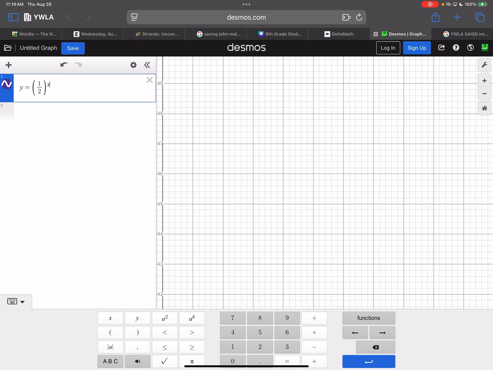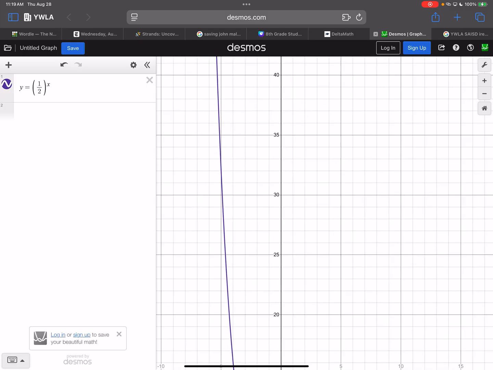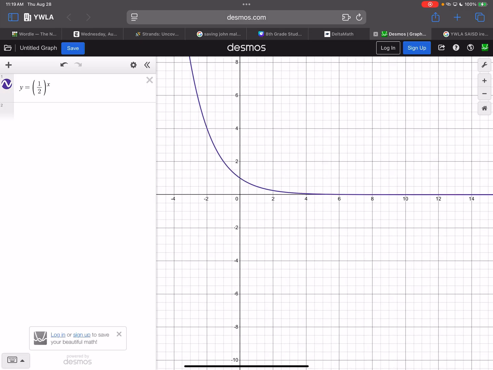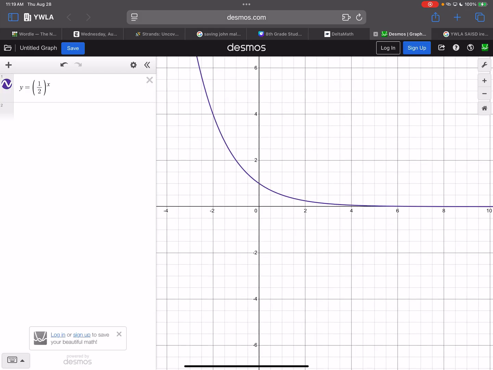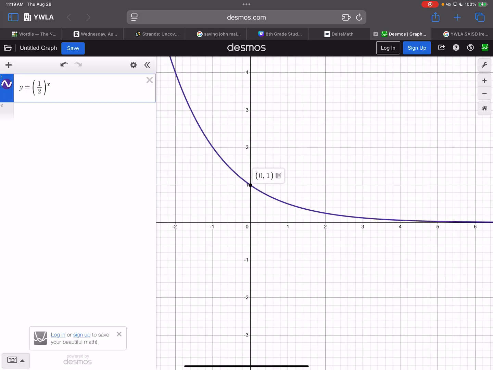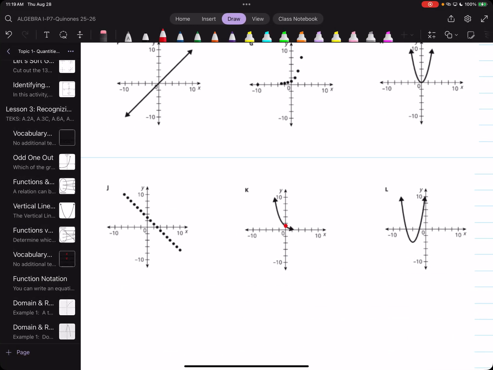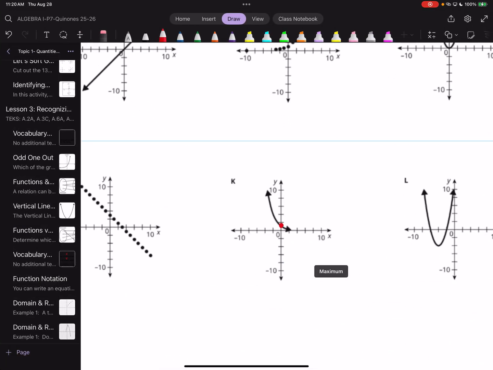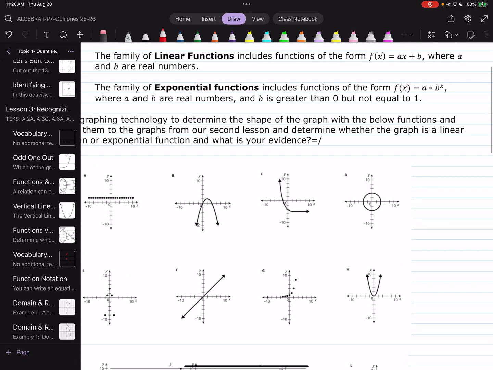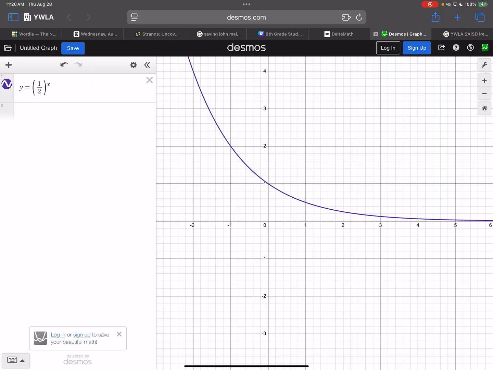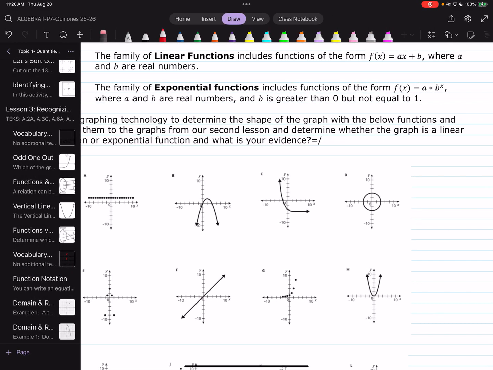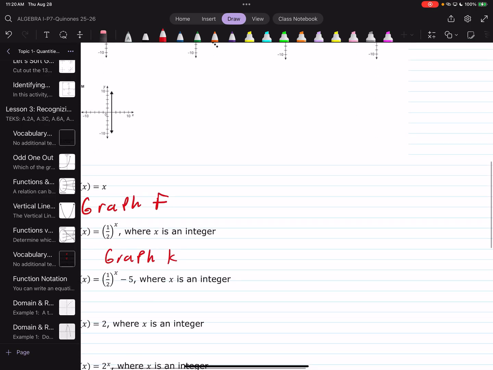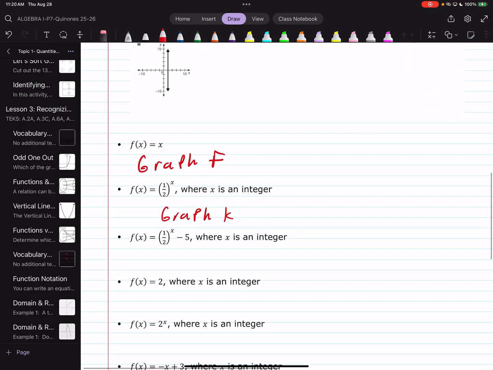To the x. Wait a minute. This one's crossing it more or less right here. Is that how graph K looks like? Did I type that in right? Nope, I like it. Are we okay with graph K, everybody? Okay. What about the next one?